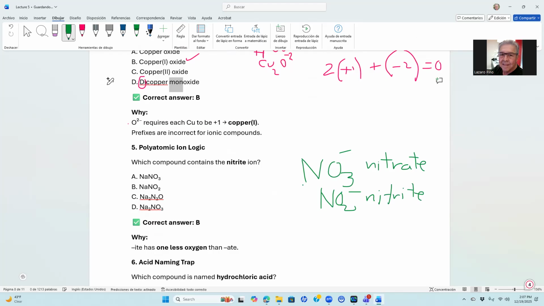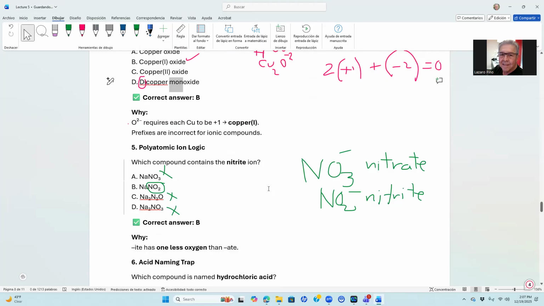Then, which compound contains the nitrite ion? This? No. This? No. This? No. Oh, this? Yes. The answer is B.